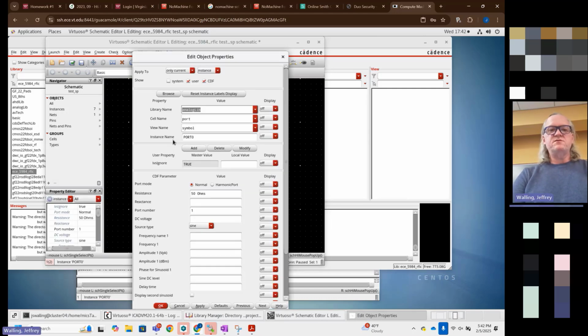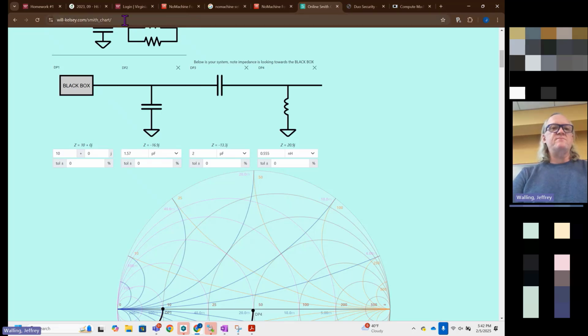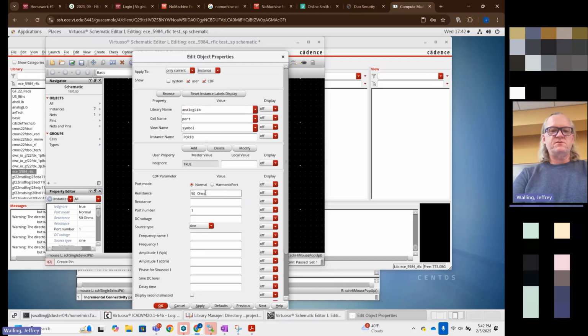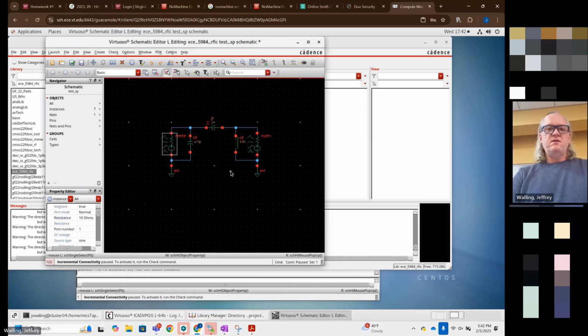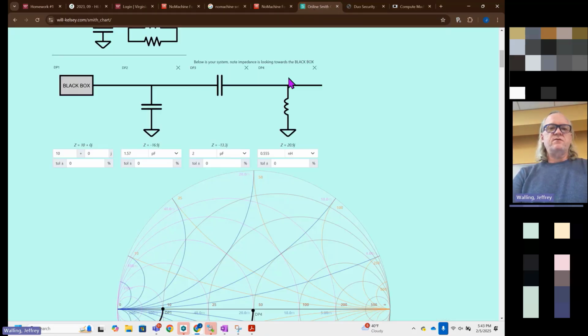And this port, from the 10 ohm, was a cap. So I'm going to make one of these ports equal to 10 ohms. You can leave it at 50, and then when you read it off the Smith chart, it'll tell you that it's 10 ohms, or you can just make it 10 ohms. And this was 1.572 and 0.55.